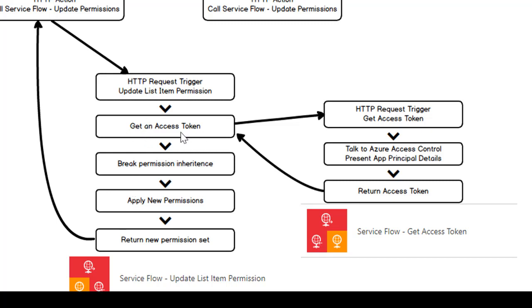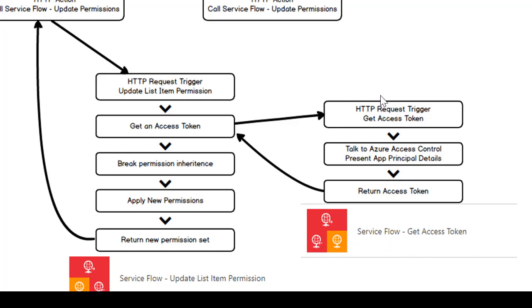So basically we have to get this thing called an access token, which is basically the app says, hey SharePoint, here is my credentials, my app credentials. We're not talking user credentials here. Here are my application credentials. Can you please give me an access token that I can use to perform some things? And because using an access token is quite a common operation, I also decided to put that into its own service flow. So I have a flow over here called get access token.